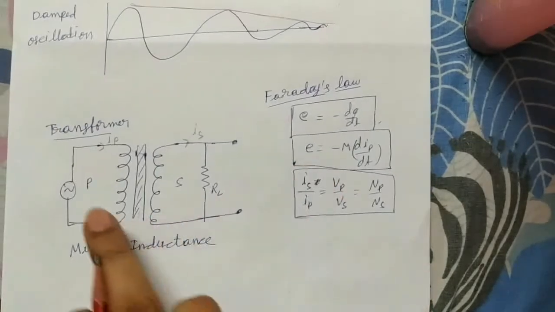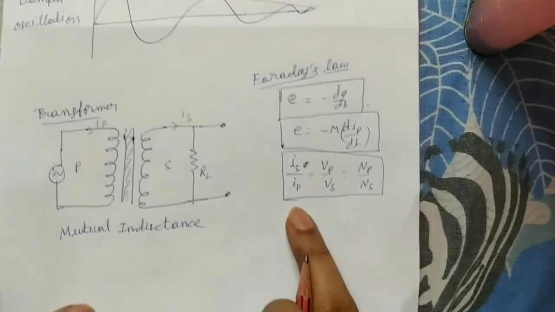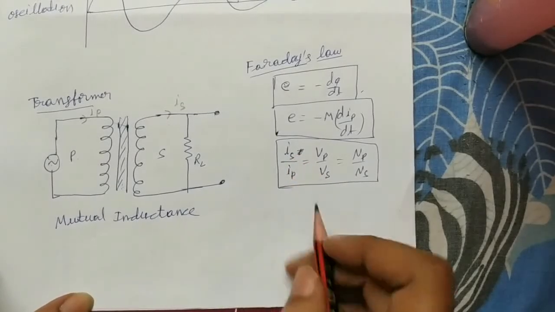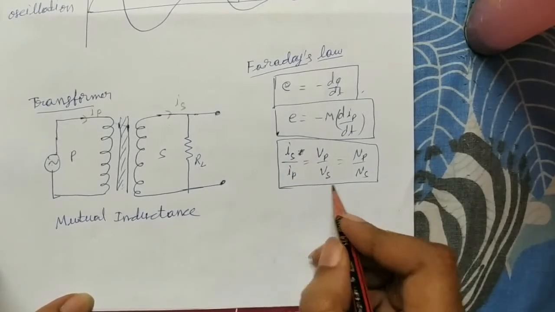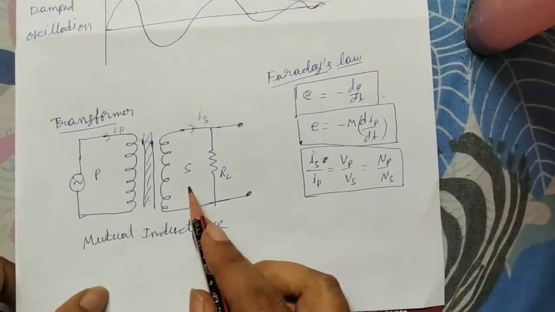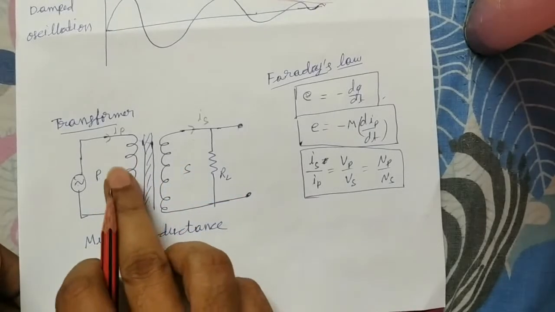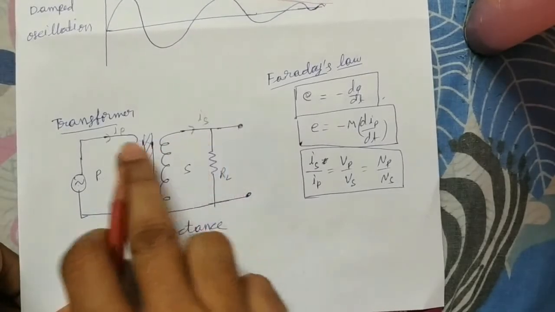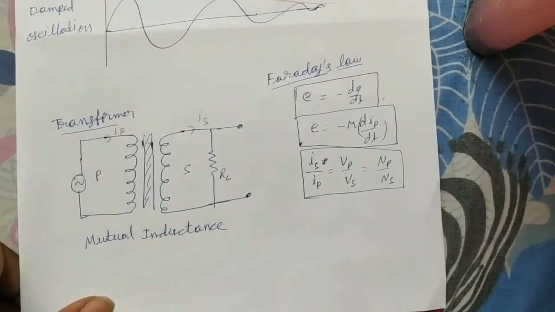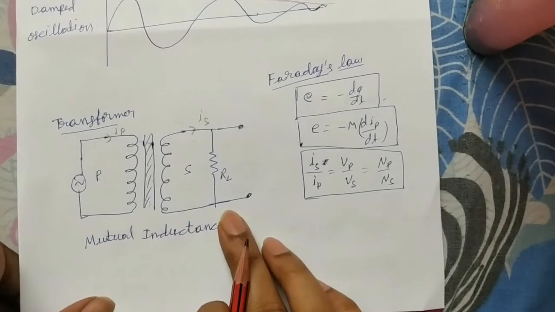So for how much current we are sending and how much current we are getting, we have a relation here. I_s by I_p, current in the secondary by current in the primary, is equal to potential in the primary by potential in the secondary, which is equal to the number of turns in the primary by the number of turns in the secondary. The induced current depends upon the number of turns taken. We send the primary current, and the induced current is created. This is the mutual inductance concept.